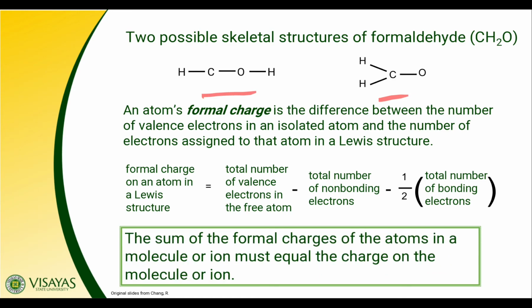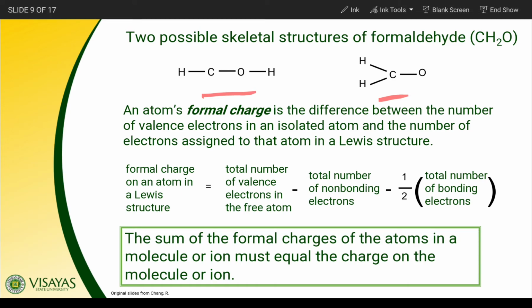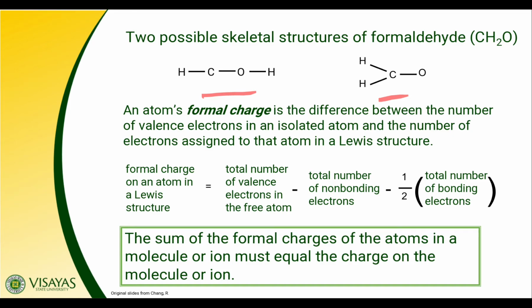Take note that the sum of the formal charges of the atoms in a molecule or ion must equal the charge on the molecule or ion. For example, we compute the formal charge of this hydrogen, this carbon, the oxygen, and this hydrogen atom. After computing the formal charges of each, we get the sum of their formal charges, and the sum must equal the charge on the molecule or ion.